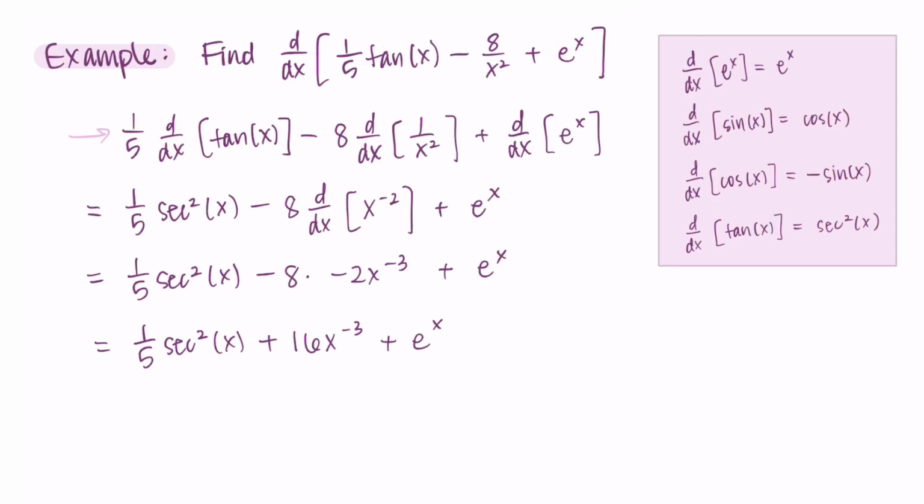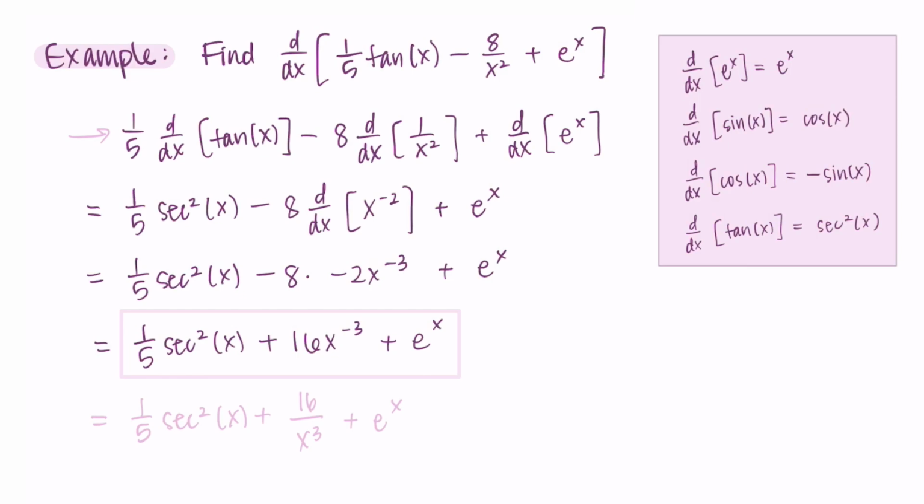Now, it's totally alright just to leave it like this. I'm going to call this my final answer, but truthfully, I'd probably rewrite it one more step just to get rid of that negative exponent. Don't feel like you have to, but I'm going to do that really quick. So x to the negative 3 in the middle there, that's actually 1 over x cubed. So altogether, I have 1/5 secant squared x plus 16 over x cubed plus e to the x.